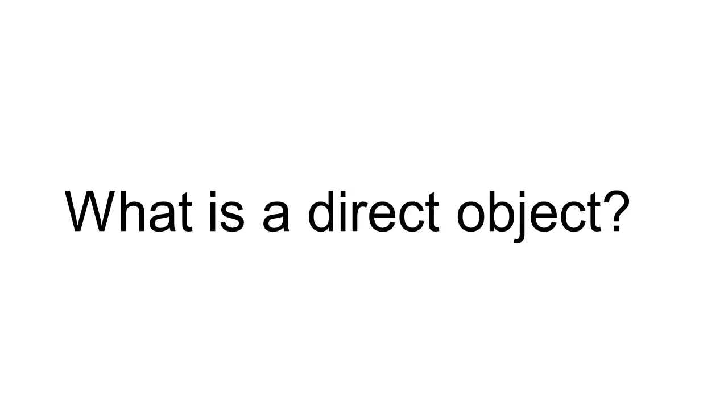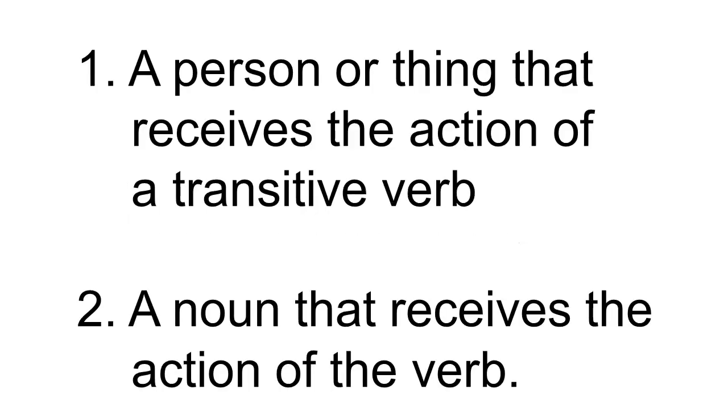So first things first, what is a direct object? If you look it up or Google it, you'll get a definition that goes like this: a person or thing that receives the action of a transitive verb, or a noun that receives the action of the verb. A good concrete example is the verb to see. If I say I see, it can have one meaning, which means I understand. But if I'm talking about my vision, my sight, and I'm looking at something, well, that something is going to be the direct object.